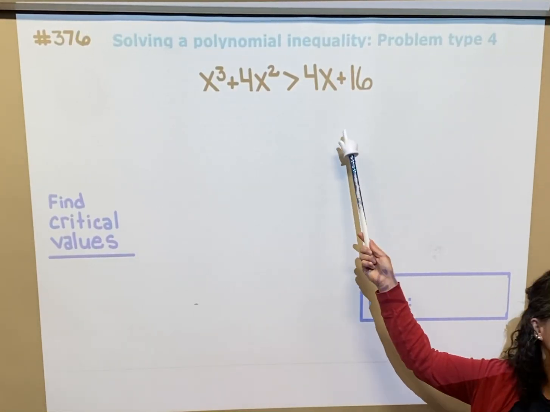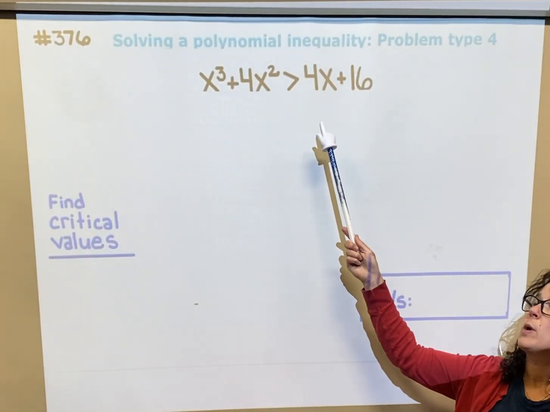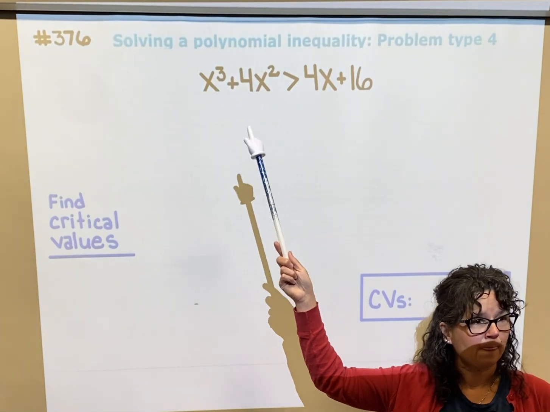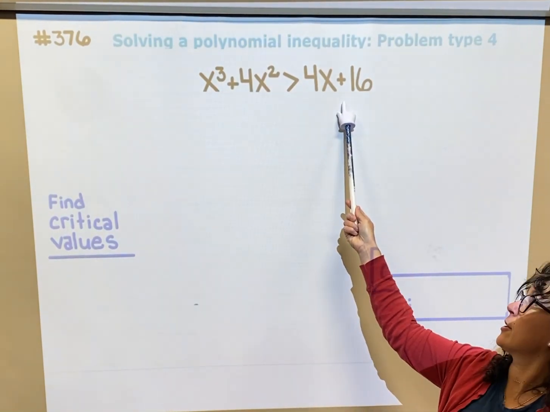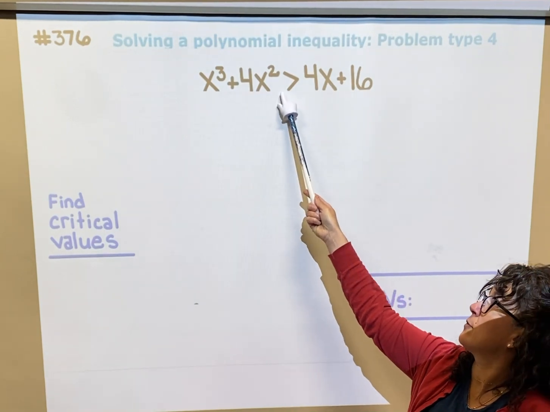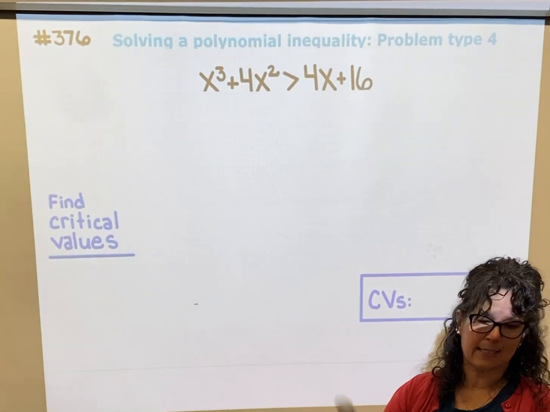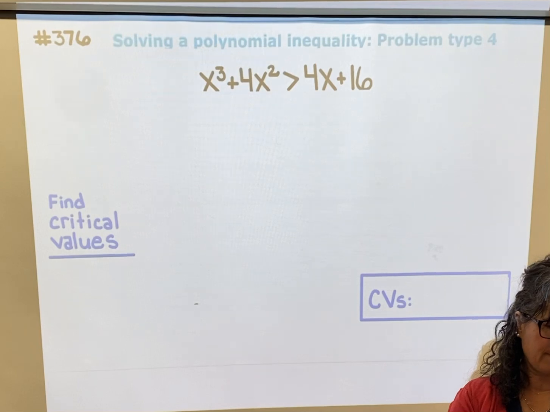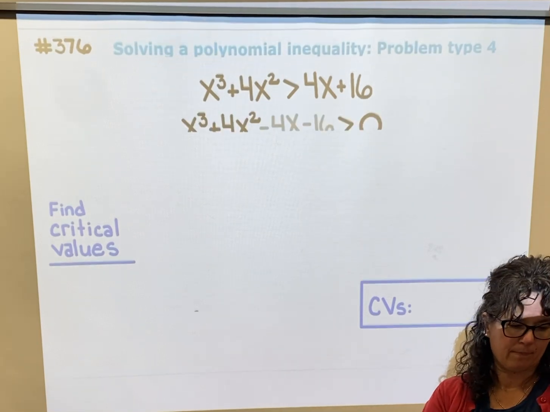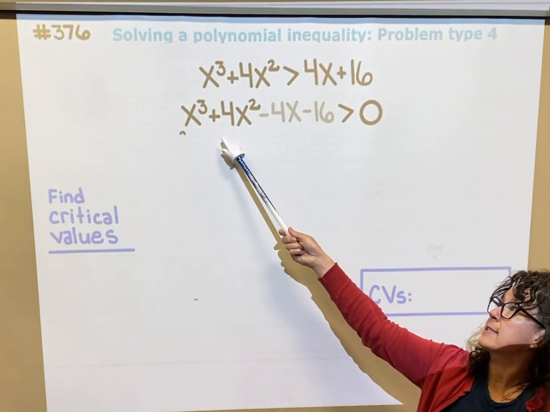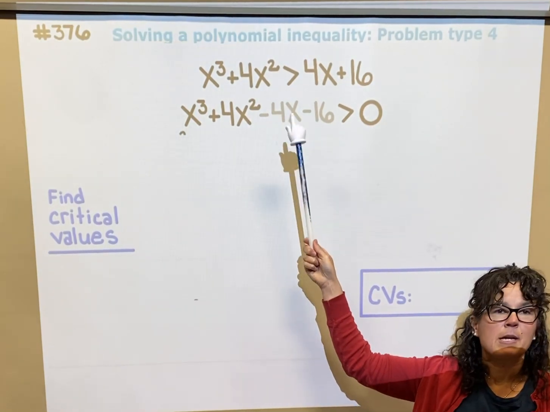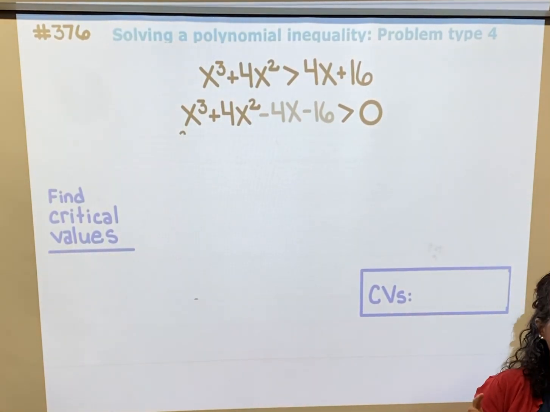Okay, so to solve this polynomial, we have a few extra steps. We're going to move everything to one side equal to 0. So I'm going to subtract 4x and I'm going to subtract 16. Next, I want to factor this because eventually I'm going to find those critical values.